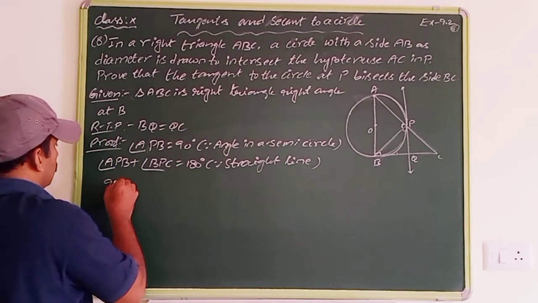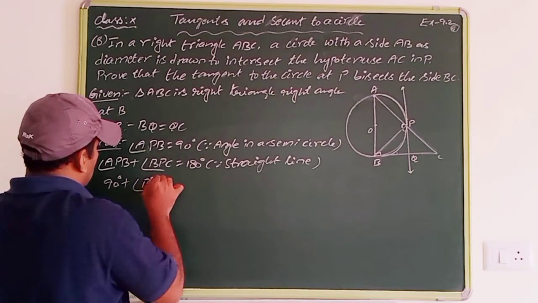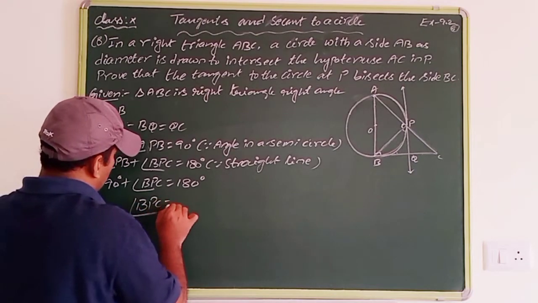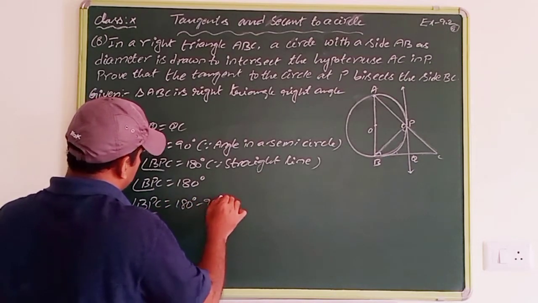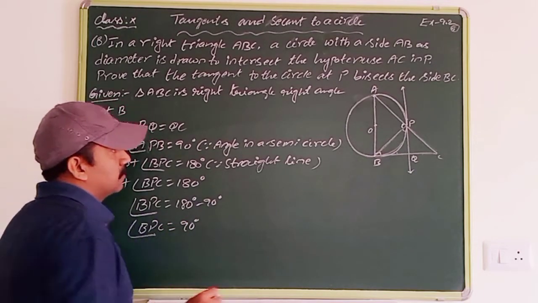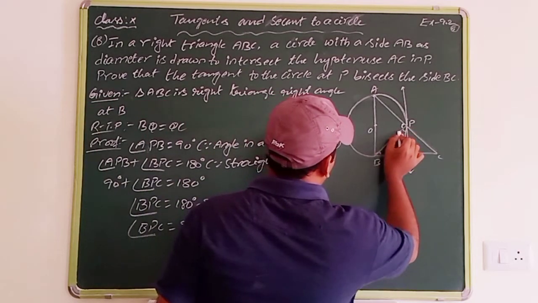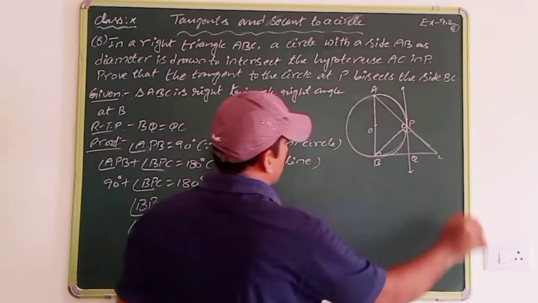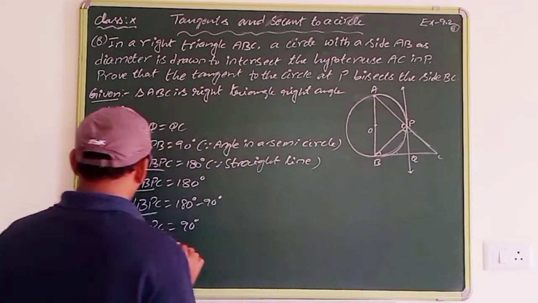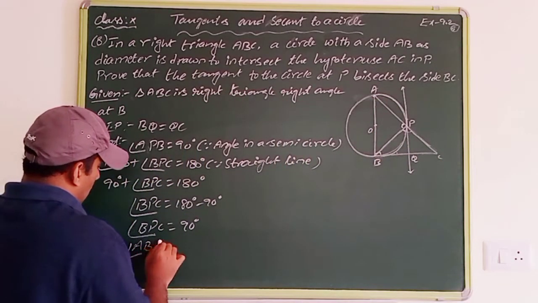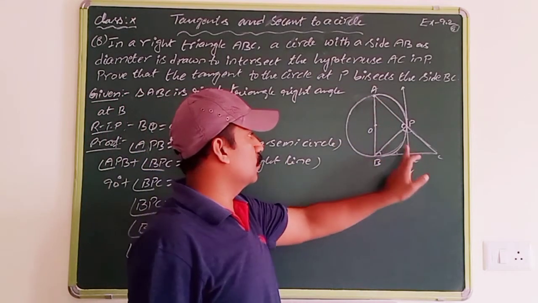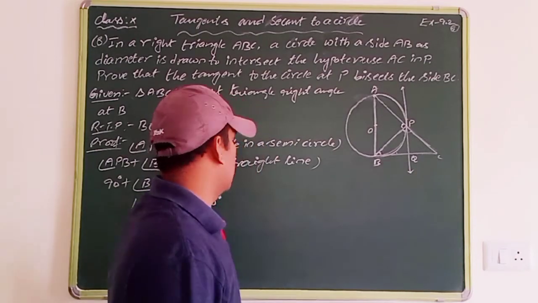So this is 90 degrees plus angle BPC equal to 180 degrees. So angle BPC equals 180 minus 90, then angle BPC equals 90 degrees. So finally BPC, here we have 90 degrees, right? And one more important point here, angle ABC is a right angle. Angle ABC is 90 degrees because it's a right triangle, already given in the question.